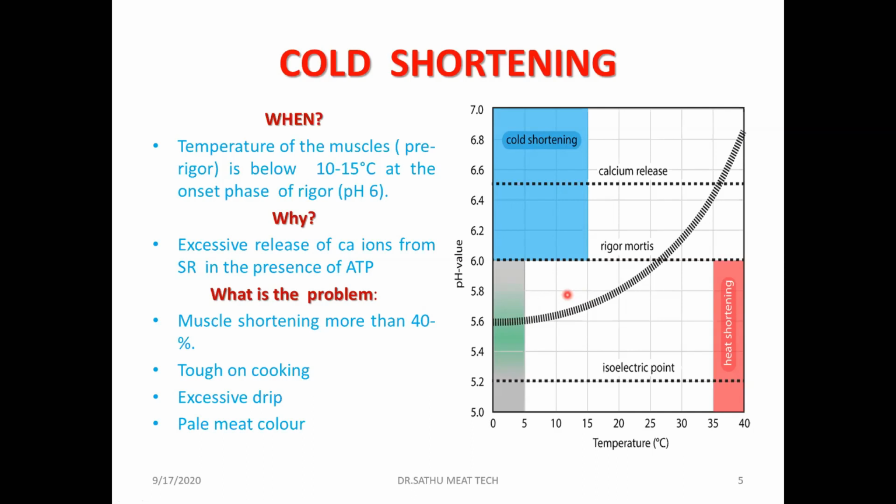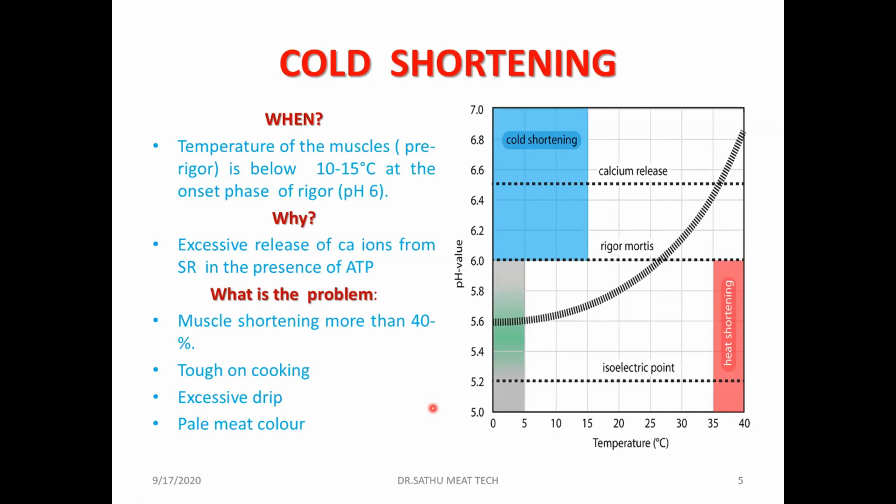What is the problem? The muscle shortening in the case of thaw rigor is around 60 to 80%. Shortening means the sarcomere length will be reduced. That is, actin and myosin binding will increase, and the two Z lines come closer to each other. Naturally, that meat will be more tough.